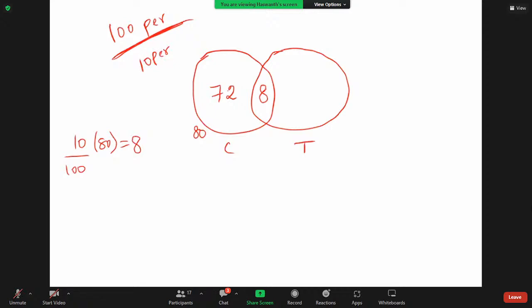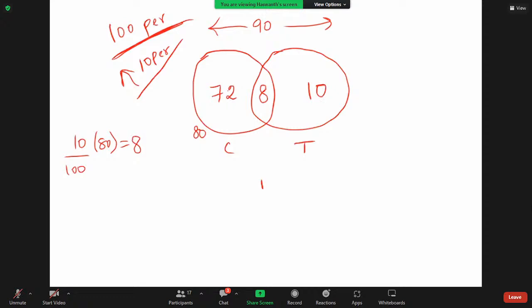So they will not be involved in coffee set or in tea set. Out of 100%, if 10% are staying out of these two sets, remaining 90 will stay in these two sets. So out of 100, if 10 are staying out, remaining 90 will stay in. Already 72 plus 8, 80 is there, remaining here.